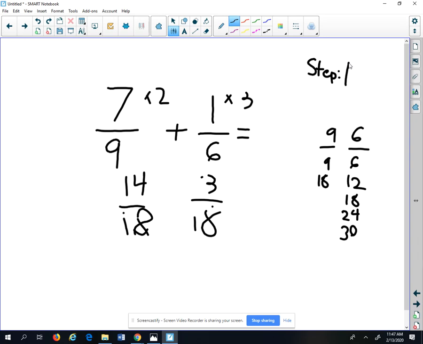Now that we have common denominators, we can add 14 plus 3, and it equals 17. So we keep the denominator the same. Now we're done.